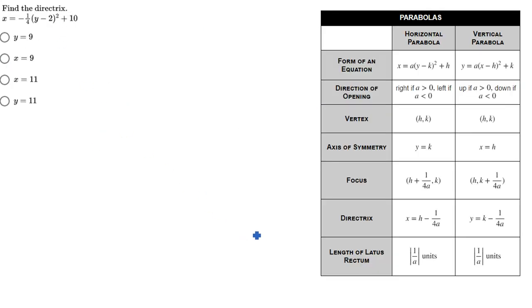Okay, find the directrix. So directrix is right here. X equals, so we're using this column again. So we need h minus 1 over 4a. So h is 10, right? It's out there. And let's figure out what a is. A is negative 1/4.